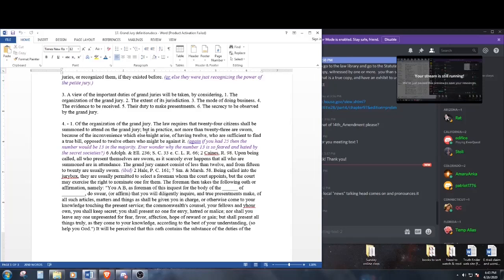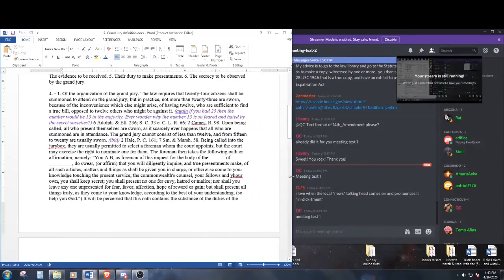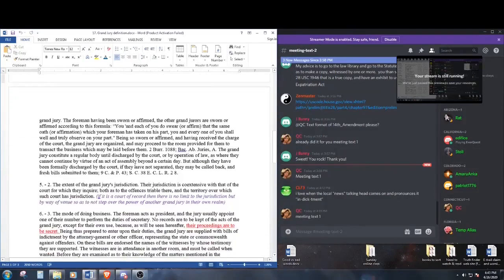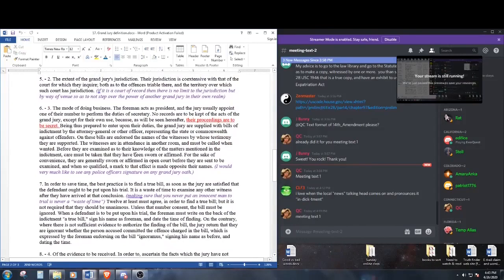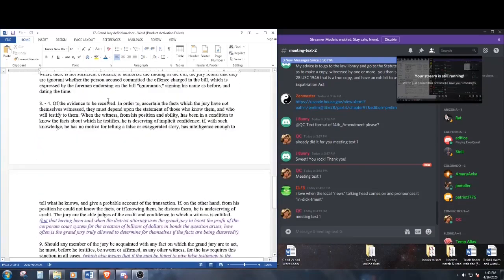And remember, whenever you're looking up something and you want to learn about law, the first thing you want to do is go find the treatise on the subject. That's the text that you want to find to learn about a subject. You go find the treatise on it. So you can find treatises on grand juries, and they'll explain all of this in more detail: the foreman acting as president, looking in practice to find a true bill, making sure of the evidence being received, and ascertaining the facts which the jury have not themselves witnessed, but must depend on the statement of those who know them and who will testify to them.